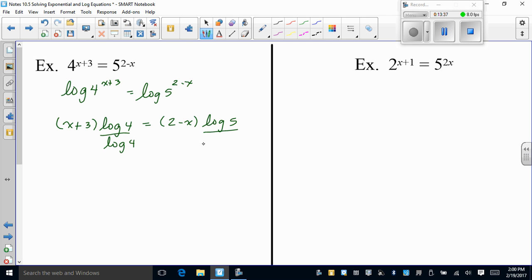I get x plus 3 equals 2 minus x times log of 5 over log of 4. And no, you're not going to throw this in the calculator and get a value. Divide by your 2 minus x. I think I'm going the long way, but I don't want to erase everything at this point. Those cancel out.